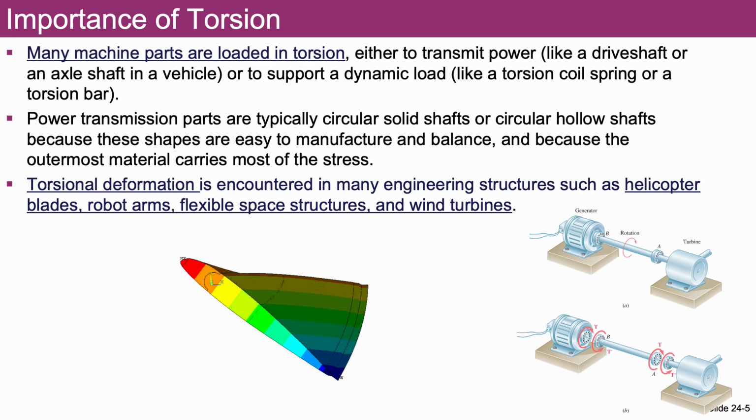The torsional deformation is encountered in many engineering structures, such as flexible space structures, robot arms, helicopter blades, wind turbines, and here, for example, you see the three-dimensional twisting deformation of a wing, and here we see a generator turbine configuration, and we have a circular shaft connecting this generator and turbine. This generator produces some torque which is transmitted through this shaft to the turbine, and please note that this circular shaft is subjected to some torque, isn't it?